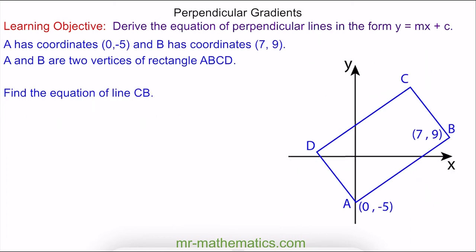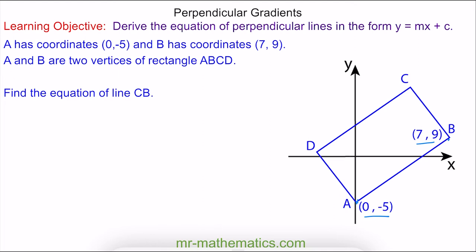In this question, we've been told that point A has coordinate (0, -5) and point B has coordinate (7, 9). This is one side of a rectangle, and we've been asked to work out the equation of line CB, which is this line here. Do you want to try and work out the equation of line CB yourself? You can pause the video and resume it when you're ready.